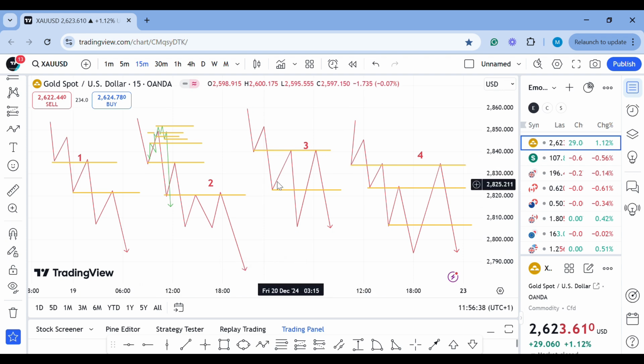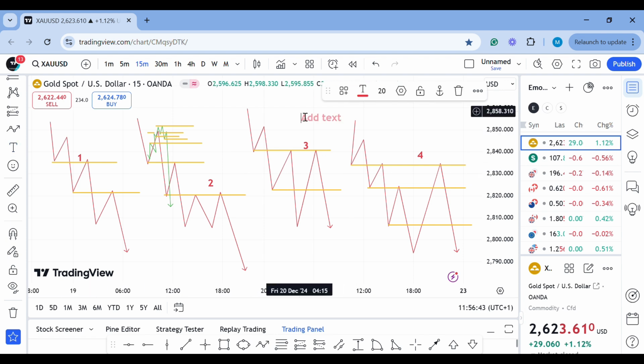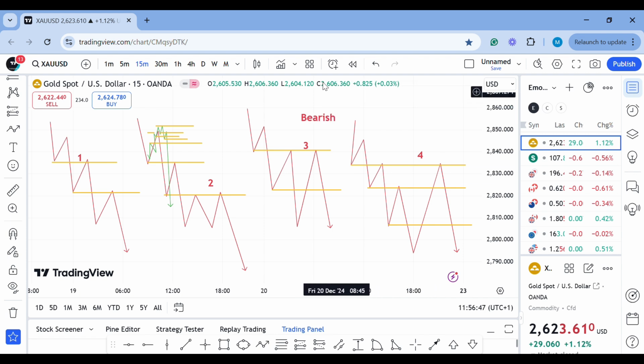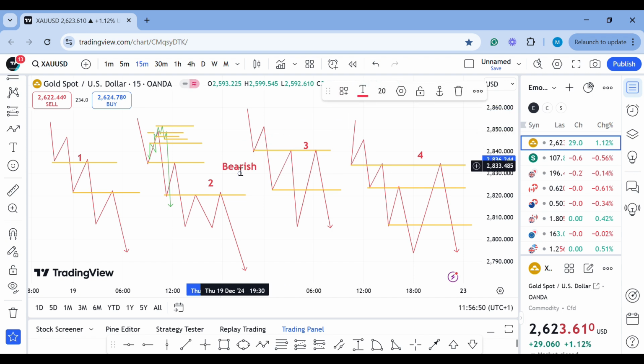So that's that for the bearish move. That's that for the bearish wave pattern.